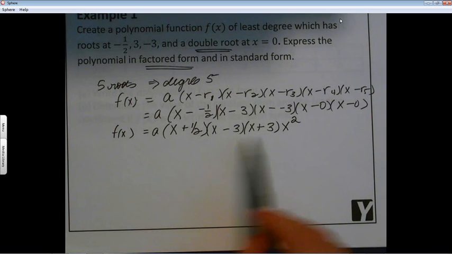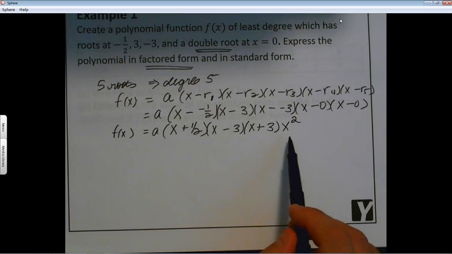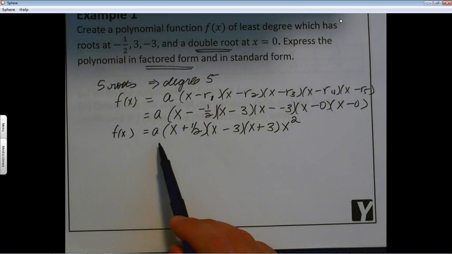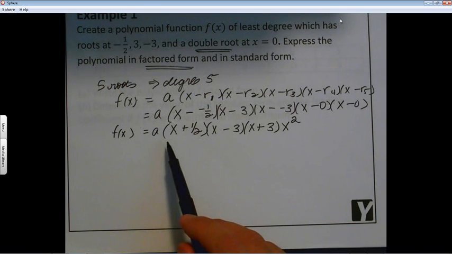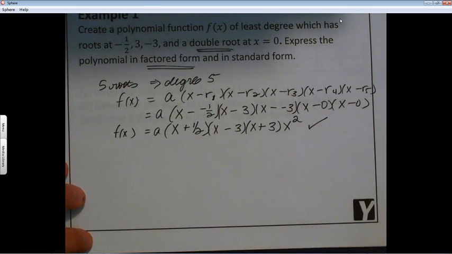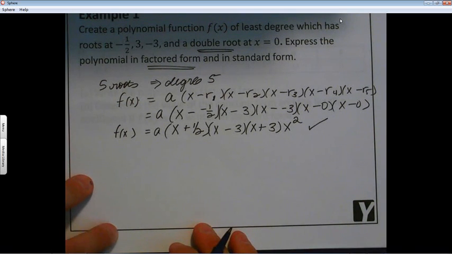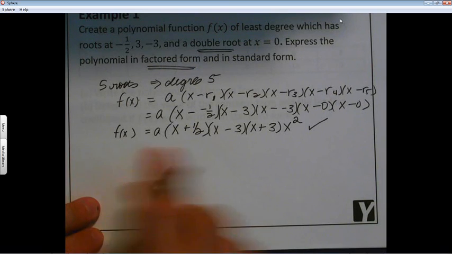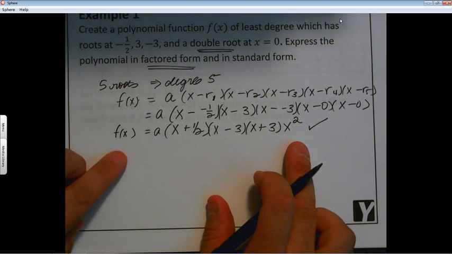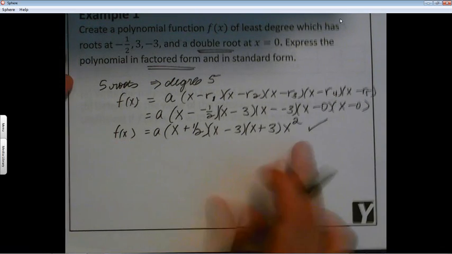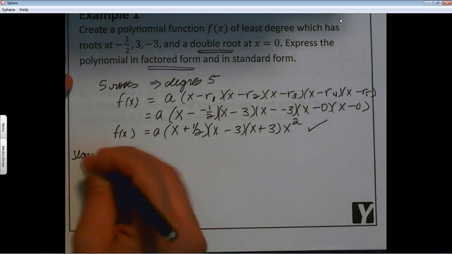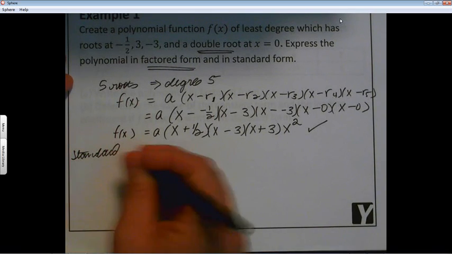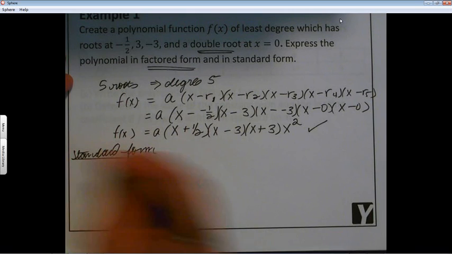Now, because I've not been given any additional information, we can't actually make any assumptions about a. What that means is there are infinitely many polynomials that would fit the description above. As long as they're of the form x plus 1/2 times x minus 3 times x plus 3 times x squared times some constant in the front, this polynomial has all the roots that we needed. Check. That's in factored form.